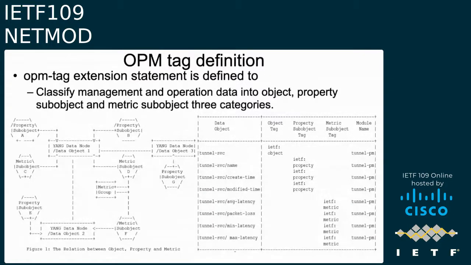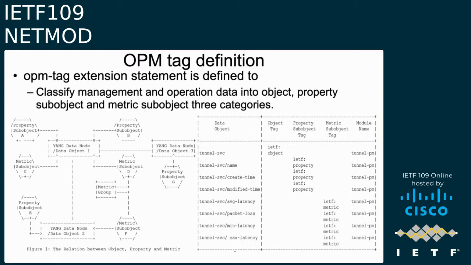Next. The OPM tag is the key component defined in this draft. The OPM tag extension statement is used to classify the management and operation data into object, property sub-object, and metric sub-object. These are three categories. On the left, we show the relationship between these three categories. One object can contain one or many property sub-objects, and one object can also have one to many metric sub-objects. An object is usually defined as a container, list, or leaf-list. A property is a leaf node. And a metric sub-object, we think, can be a leaf-list or list, and also can be a leaf.